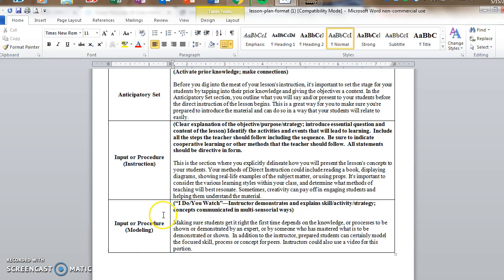Next, input or procedure, modeling. I do, you watch. Making sure the students get it right the first time depends on the knowledge or processes being shown and demonstrated by an expert or by someone who has mastered what is to be demonstrated. In addition to the instructor, prepared students can certainly model the focused skill, process, or concept for peers. Instructors could also use a video for this portion.